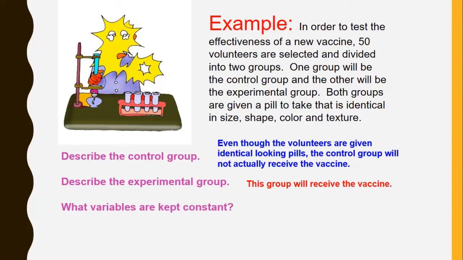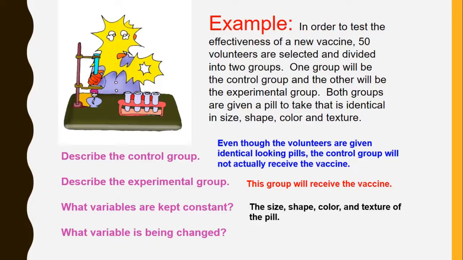So which variables are kept the same? It could be the time of day, and the size, shape, and color of the pill. To make this even more accurate, you want to do it at the same time of day, because there are certain things that can be attributed to when people take things. And the variable that is being changed in this case is whether the pill has a vaccine or not. Only one thing is being changed.